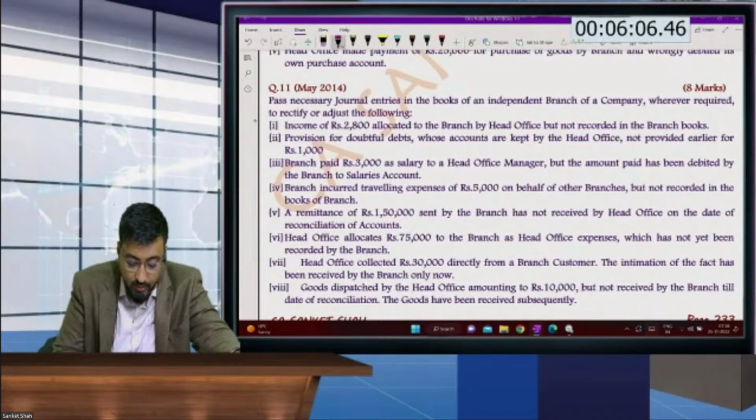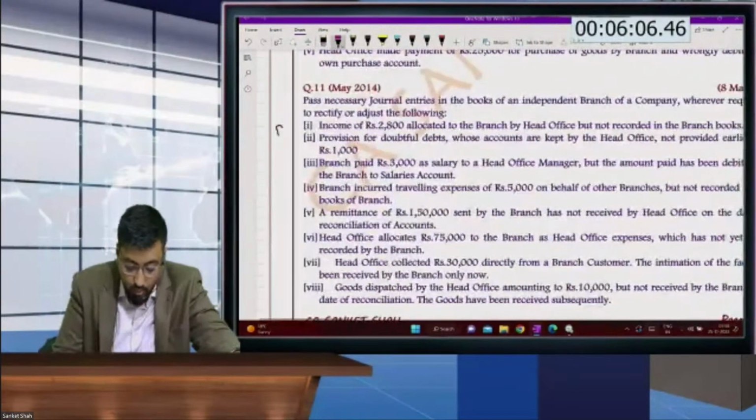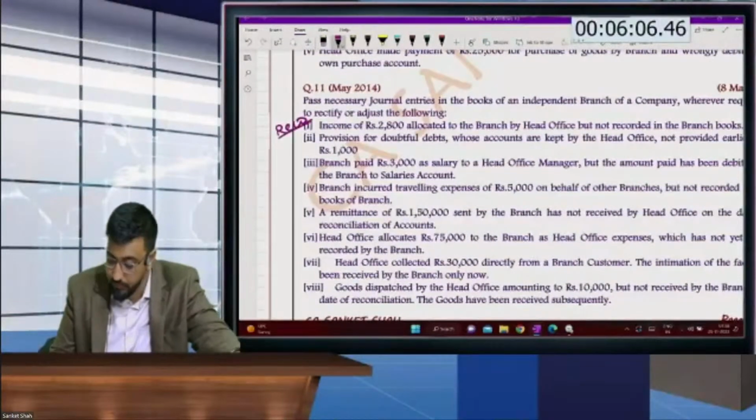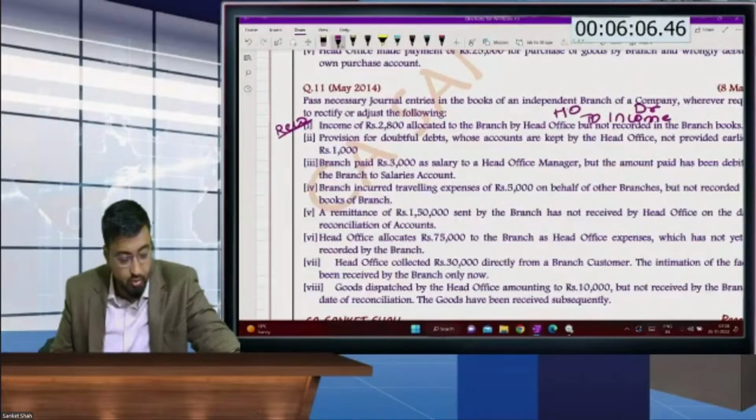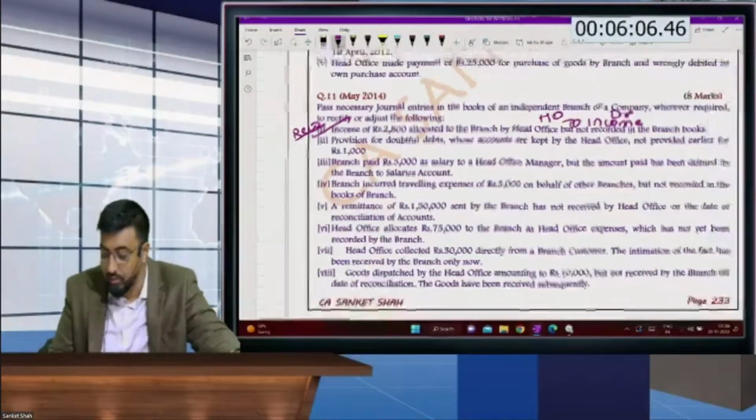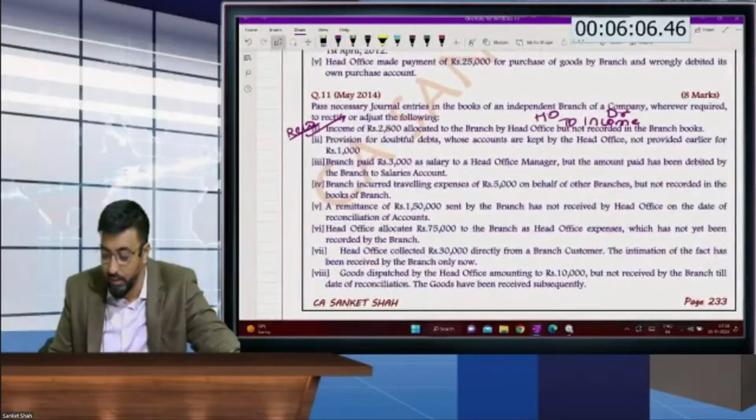So beta, this is RICO entry. This is RICO entry, not rectification. Income credit and HO debit. So HO is a debtor and income is showing credit balance. So HO to income.